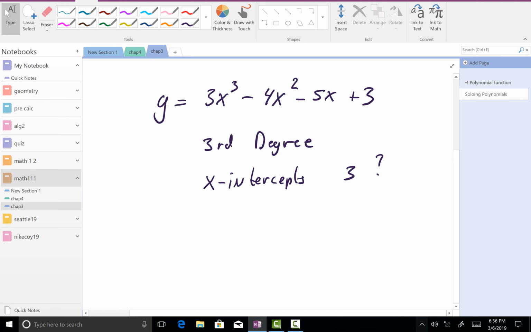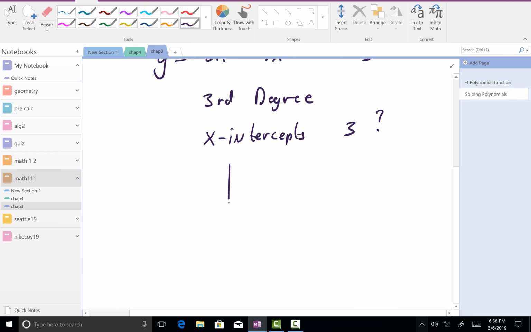Okay, so we're looking at it. How many x-intercepts does it have? It does have 3. All right, so look something like this, and like this, and like this. What are those x-intercepts? 1.532. 0.6, you said? 347. 0.347.